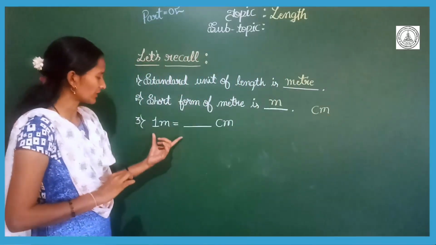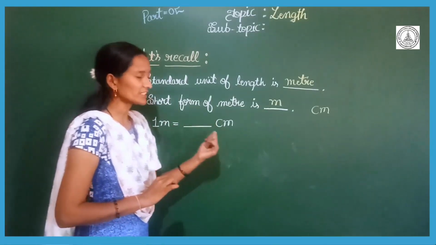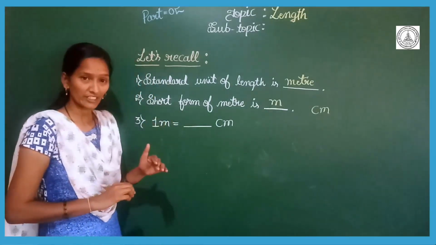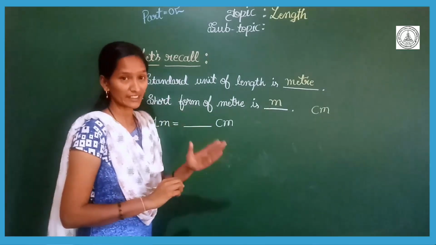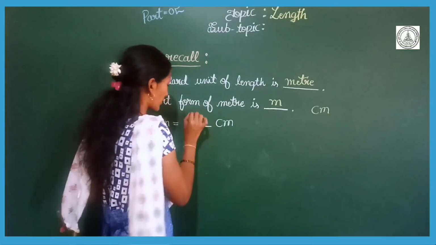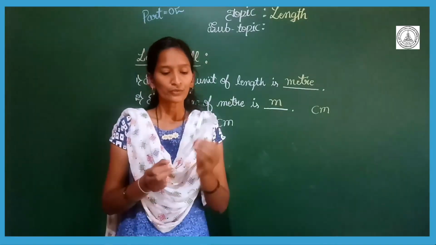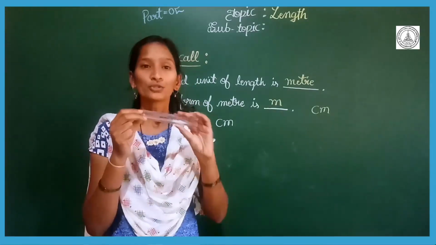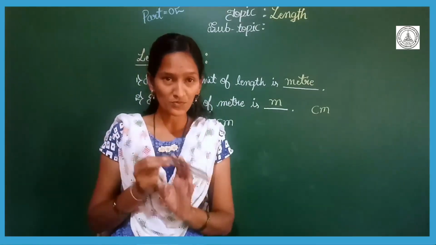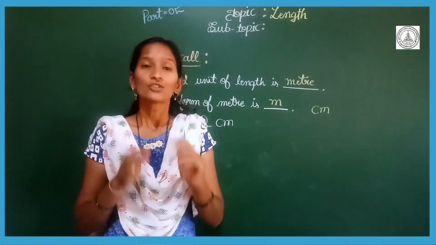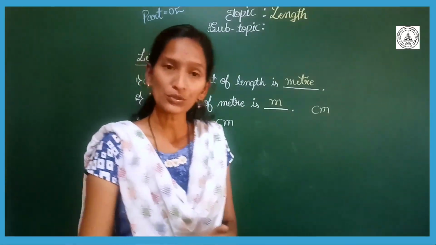So now come here, third one. 1 meter is equals to dash centimeter. So 1 meter is equals to 100 centimeters. Right? So write down here 100. Students, with the help of this ruler, you know how to measure a given object. Right? So now come to our today's new concept.